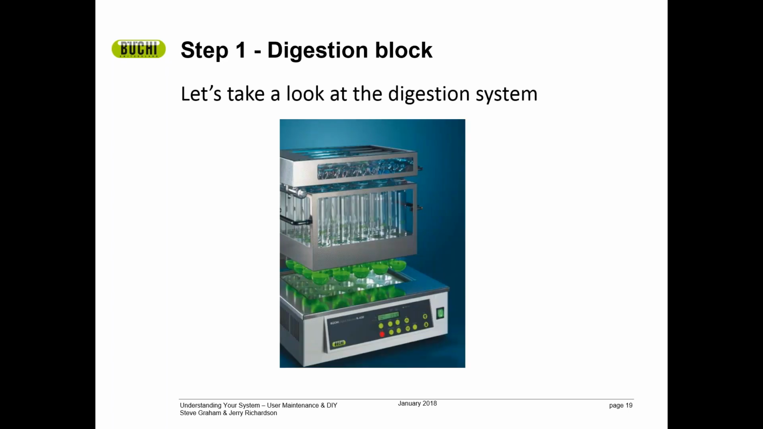So let's take a look at the digest. On this page, we have our automated digester, and as you can see, the color of the digest, most of the time, depending on the catalyst, is a little bit more blue-green than these. These are very green, but it depends on the catalyst that you're using. But they should be clear, they should be liquid, and they should be green or blue-green. That's a good digest.